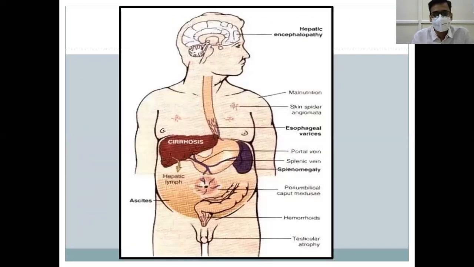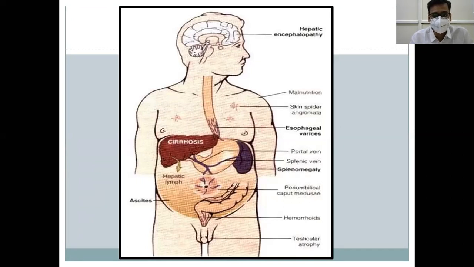This is a pictorial representation. This helps you to remember easily. From head to toe, it causes hepatic encephalopathy. There will be muscle wasting because of malnutrition. Spider angiomata, usually seen on the palms and the upper torso. Esophageal varices due to the increase in portal hypertension.